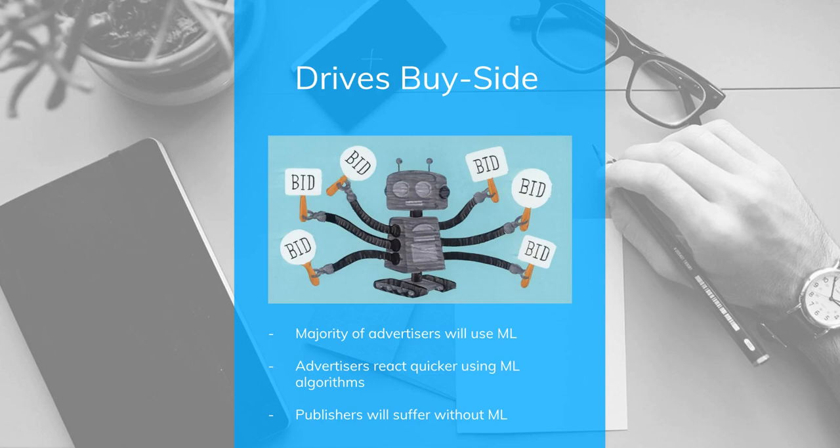And the final one is machine learning drives the buy side. The majority of advertisers will use machine learning, and that results in advertisers reacting quicker using their machine learning algorithms. And as a result, this machine learning pressure, where they're reacting really quickly, needs to be countered on the sell side by the publishers, to react to the changes that the advertisers are making using the machine learning algorithms. So without this machine learning on the sell side, the publishers will suffer and experience lower RPMs over time.